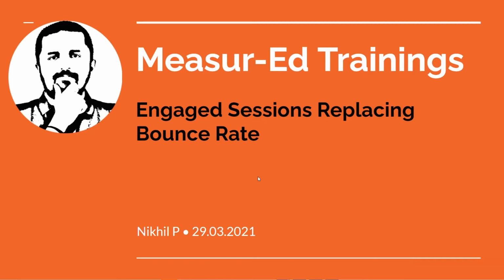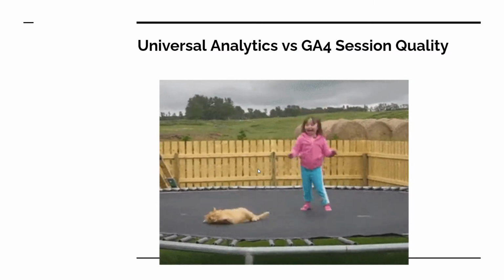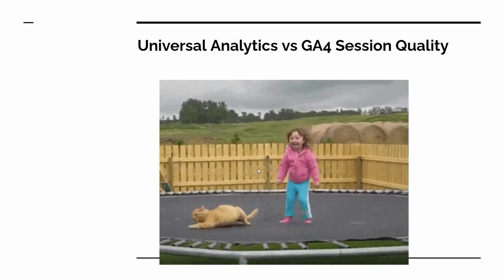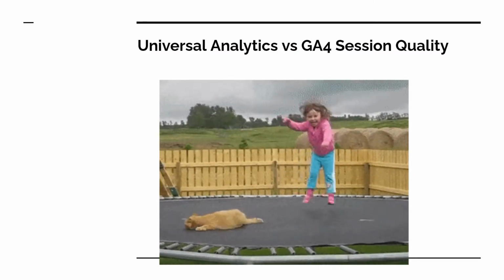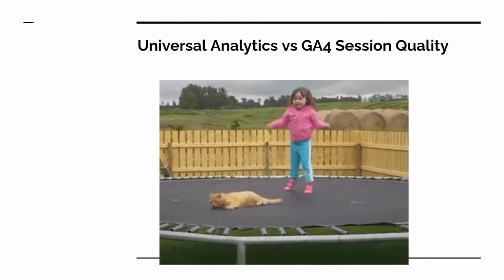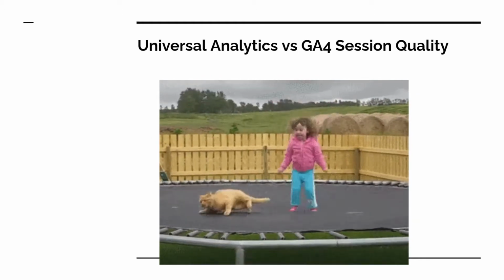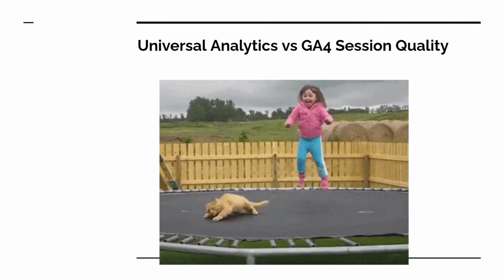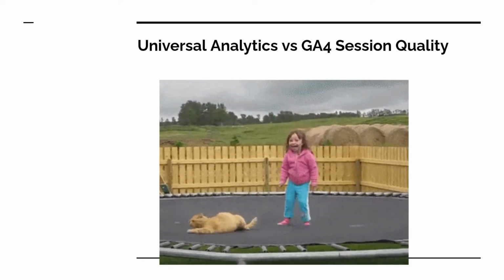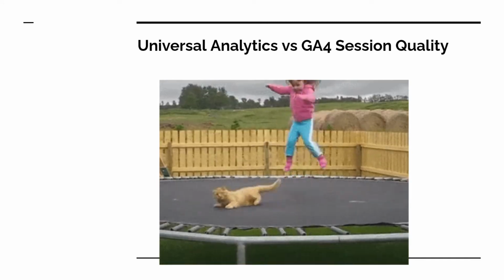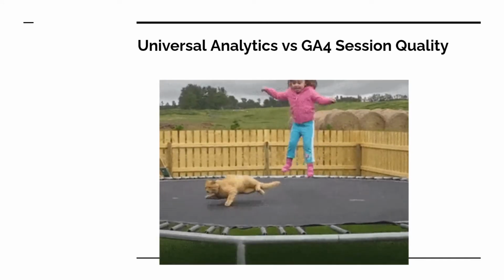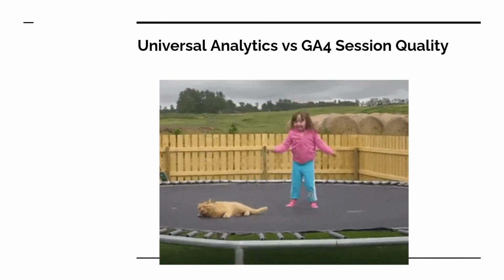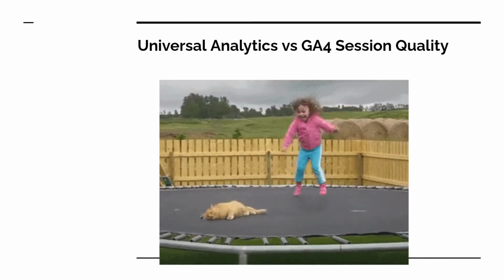This time I am with a tip which is widely discussed, about bounce rate in Google Analytics 4. Bounce rate was a very popular metric in Universal Analytics, but with the advent of GA4, bounce rate as a metric has been deprecated in Google Analytics 4 completely. Does it mean that there is no way to actually gauge session quality in Google Analytics 4? That's a wrong notion. Although there is no bounce rate, it has been replaced by another metric called engaged session.